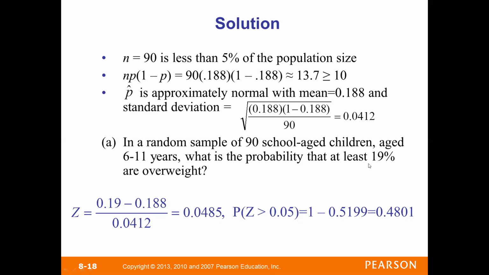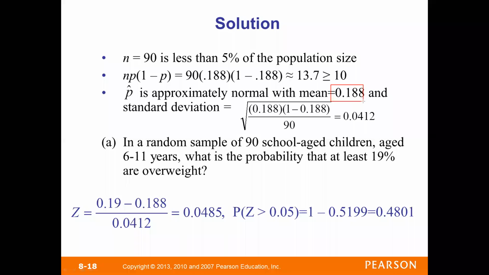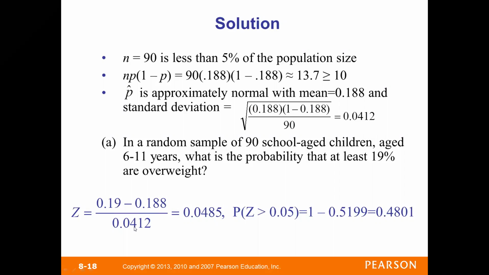So I want to know the probability of being greater than 19%, or at least 19%, so I'm going to look at a z-score. Again, we have a mean and we have a standard deviation. So we can calculate our z-score using that information. Remember, z is x bar minus mu over sigma. In this case, it's going to be the observed proportion, p hat, minus p over sigma sub p.